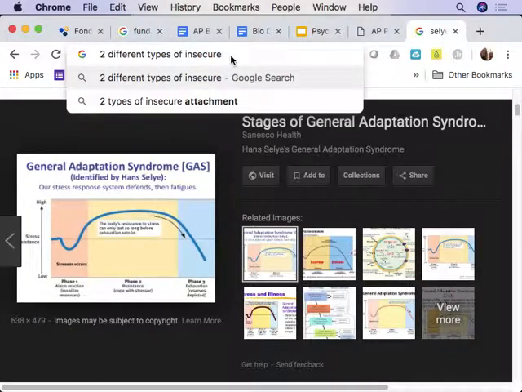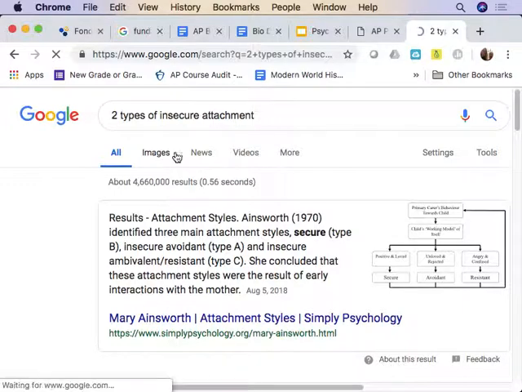Wow, really? That came up? Did anybody see what came up? No, it said 2 types of weed.